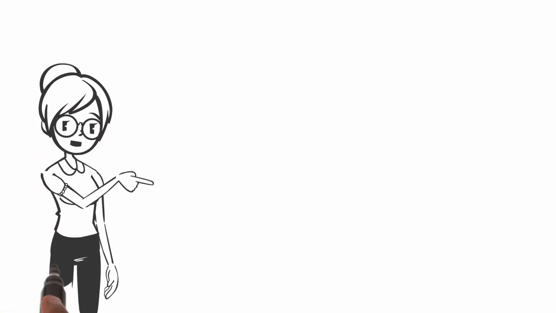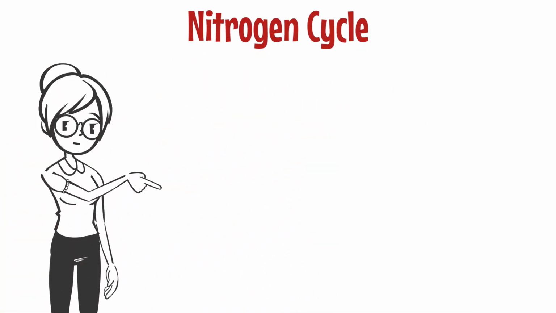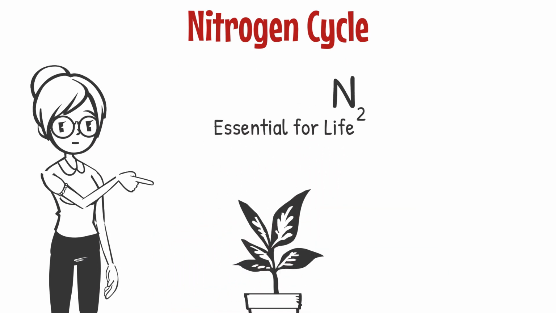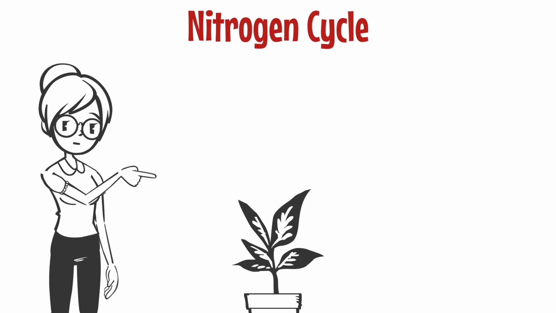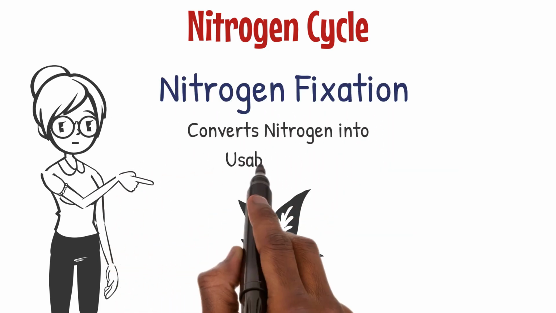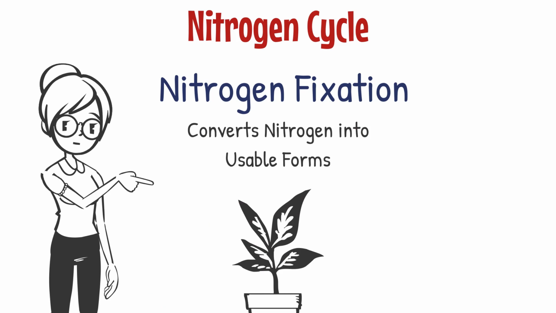Now, let's turn our attention to the nitrogen cycle. Nitrogen is essential for life, but it cannot be directly used from the atmosphere. It needs to be converted into usable forms through a process called nitrogen fixation.